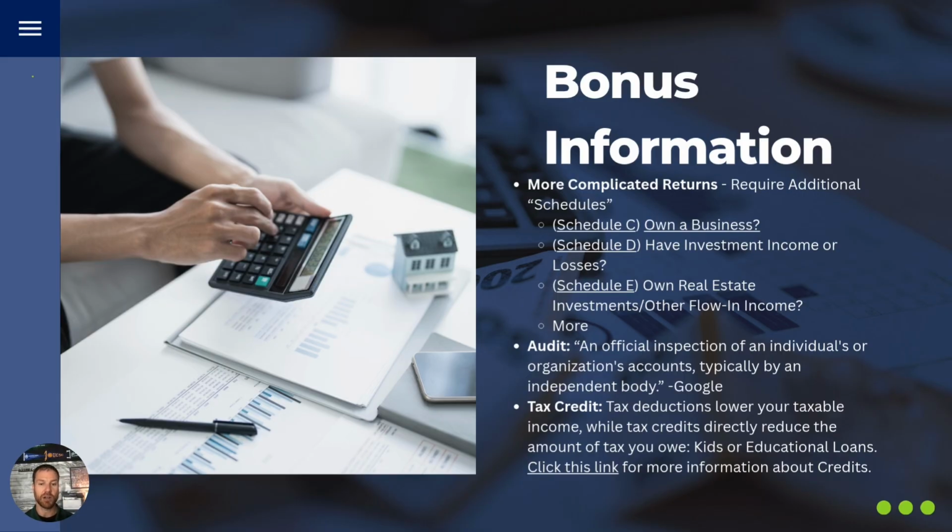Most of them had a more complicated return, and those are going to be accompanied by what are called schedules. Those schedules will oftentimes show up in various forms. But in this case, if you own a business, you'll have to complete Schedule C. Do you have investment income from the stock market or other places? Maybe some losses too. You'll then be completing Schedule D. If you own some real estate investments like a multifamily unit and you are receiving income coming from that or other flow in income, you'll be completing Schedule E and more.